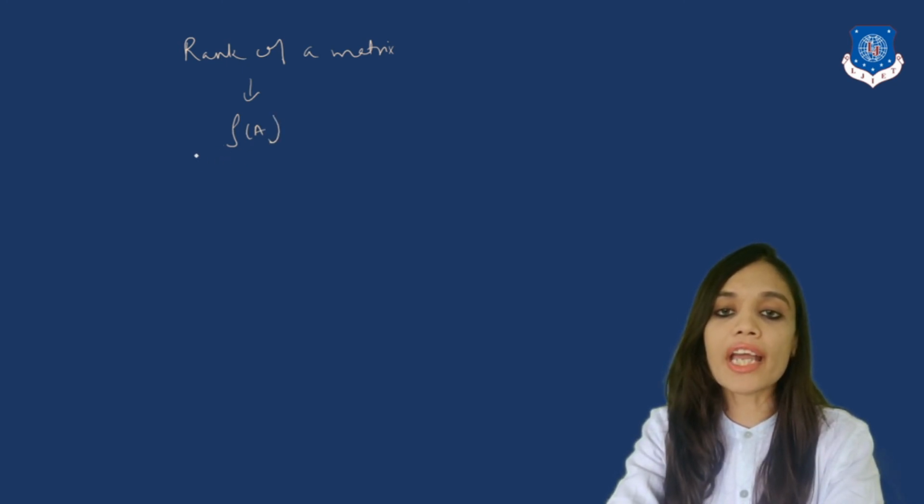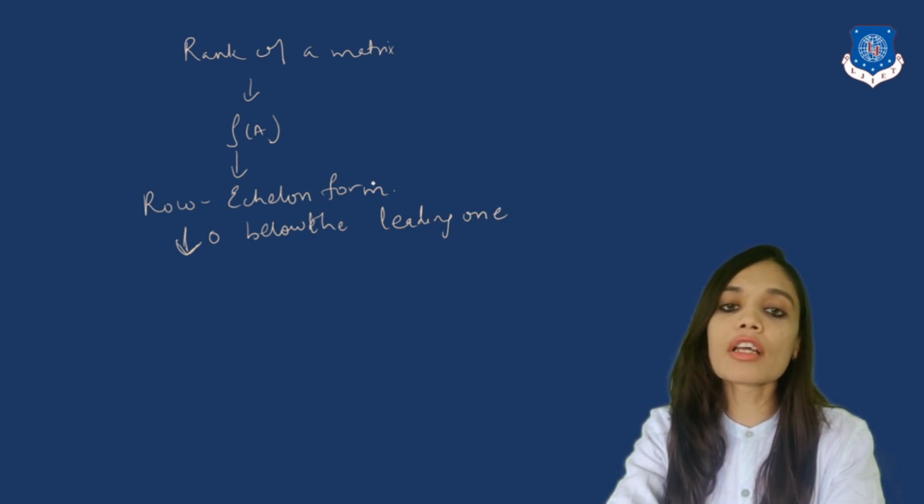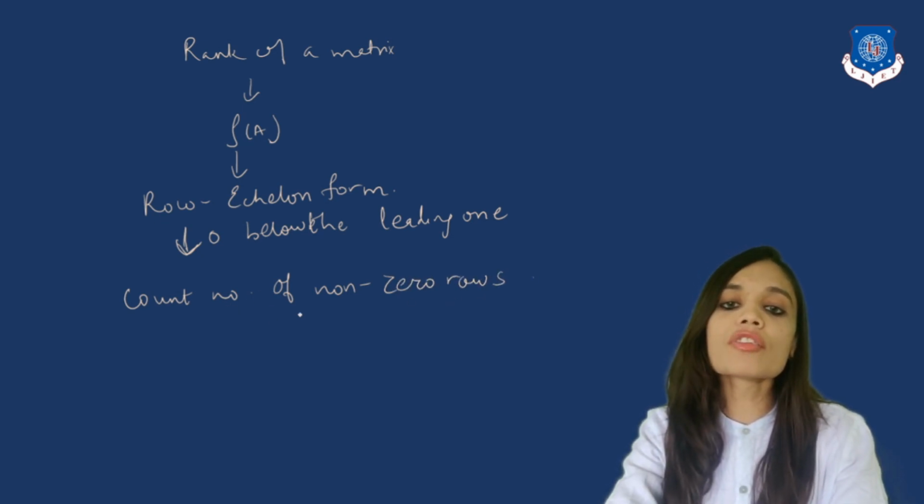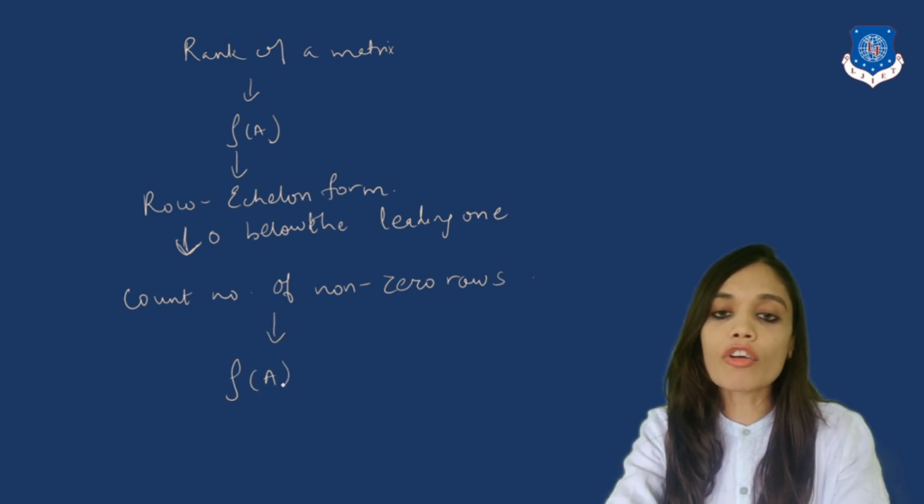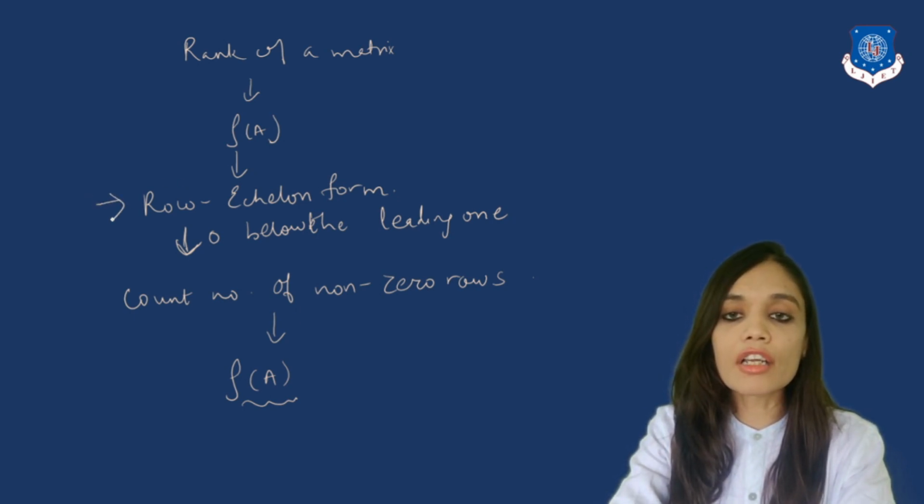Okay. In order to find the rank, we will find the row echelon form. Now what is row echelon form? We have to form zeros below the leading one. Okay. And after forming the row echelon form, you have to count the number of non-zero rows, right? And the number of non-zero rows will be equal to the rank of matrix A. Okay, so in short you have to find the row echelon form in order to find the rank of a matrix. So I hope you have understood throughout the session.